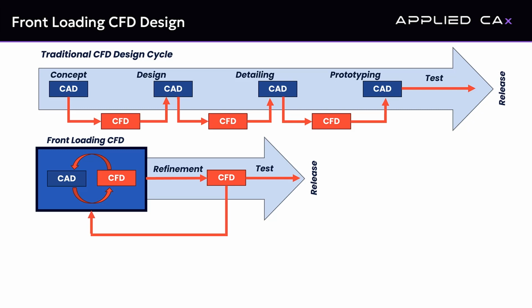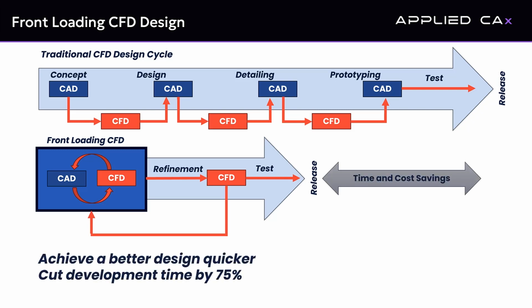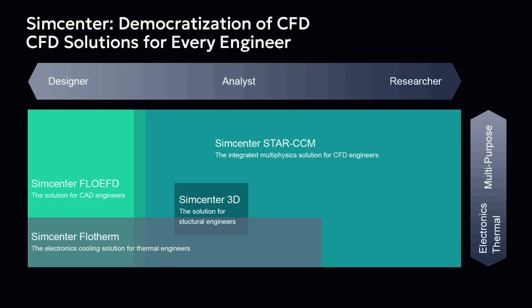Once we have reached an optimal design, a final detailed verification CFD run could be performed before moving to final testing and production. What we end up with is a significant reduction in time and costs on the development. Simcenter customers have observed development times cut by 75% by using these practices. For front-loading CFD, I'd like to look at the main CFD packages under the Siemens Simcenter portfolio and discuss how these can fit into your engineering group.